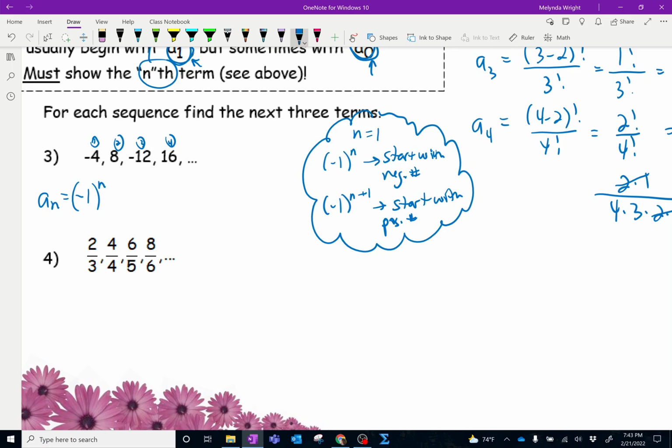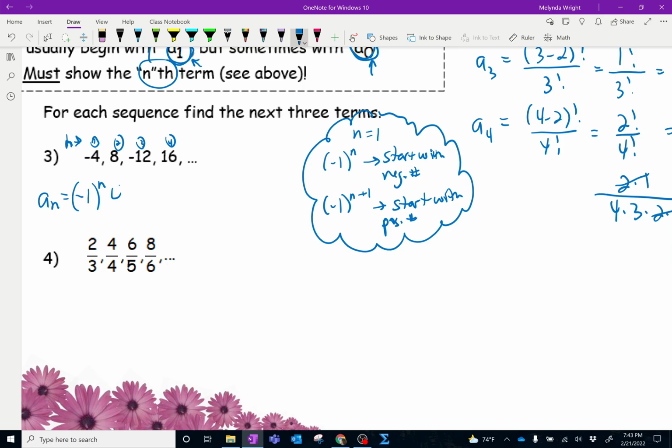From 4 to 8 to 12 to 16, let's see what's happening there. 4 times 1 is 4. It looks like multiplying by n, so these represent n, right? 1, 2, 3. Let's see if this works. 4n. So 4 times 1 is 4. 4 times 2 is 8. 4 times 3 is 12. 4 times 4 is 16. So this would be our nth term formula.